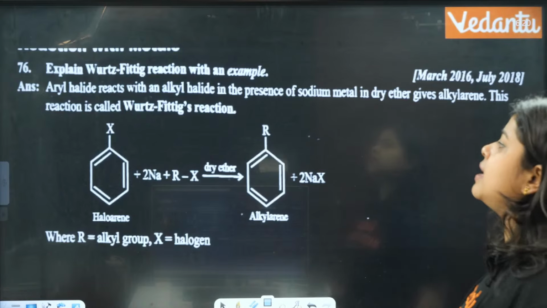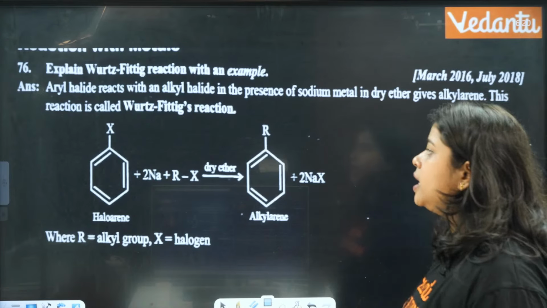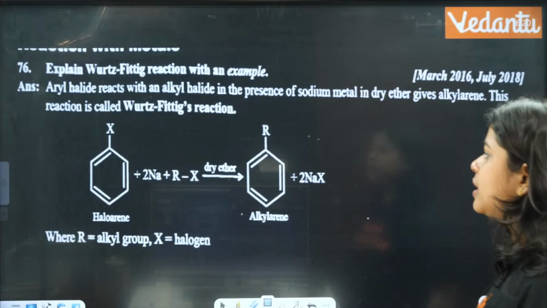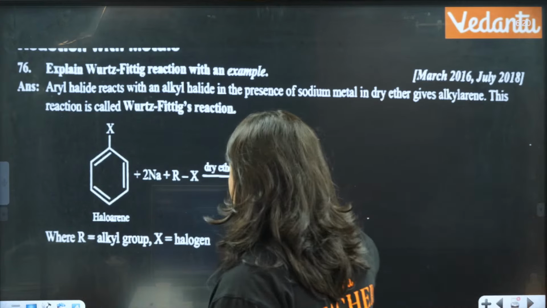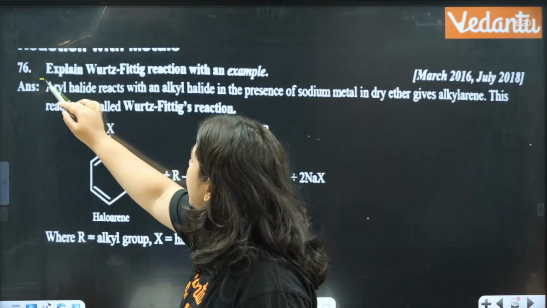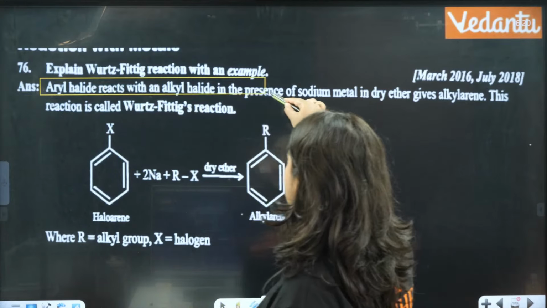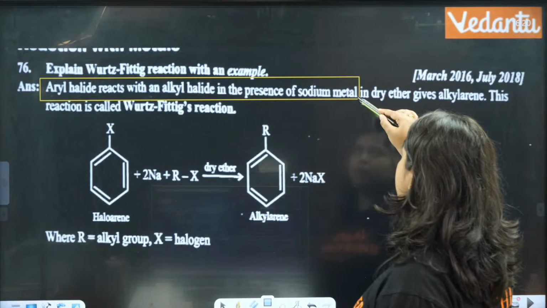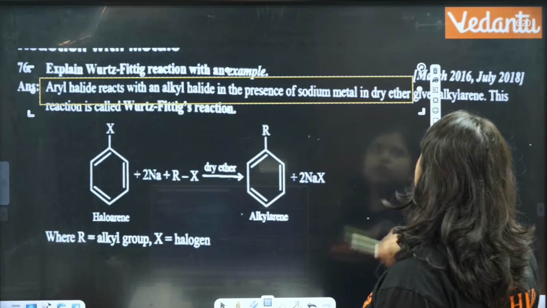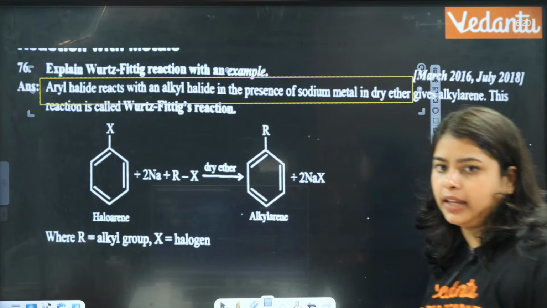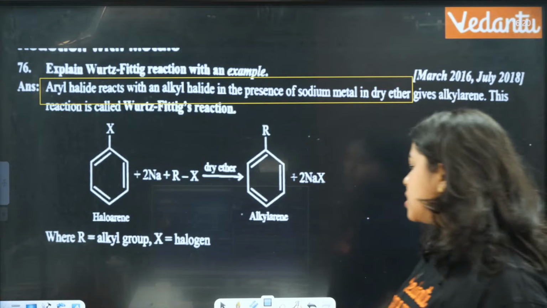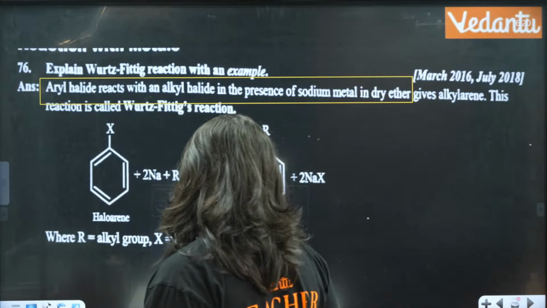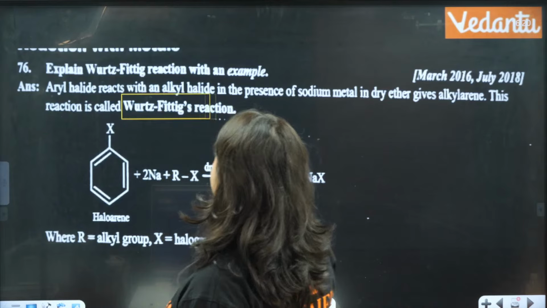Okay, that is aryl halide will react with the alkyl halide in the presence of sodium metal. Aryl halide reacts with an alkyl halide in the presence of sodium metal and dry ether, and it is going to give an alkyl arene. So this reaction is actually called as what? It's actually called a Wurtz-Fittig reaction.